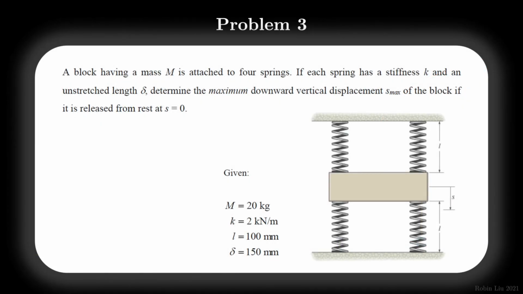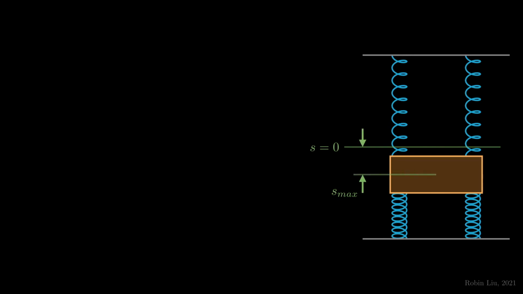Lastly, we have problem 3. It states, a block having a mass m is attached to 4 springs. If each spring has a stiffness k and an unstretched length delta, determine the maximum downward vertical displacement S max of the block if it is released from rest at s equals 0. This problem is really quite straightforward. The block is bouncing while suspended by 4 springs, but as long as we carefully consider each spring, then we won't have any issues. We use the same old energy equation and recognize that both the initial and final velocity are 0 since we're considering the very bottom of the bounce.